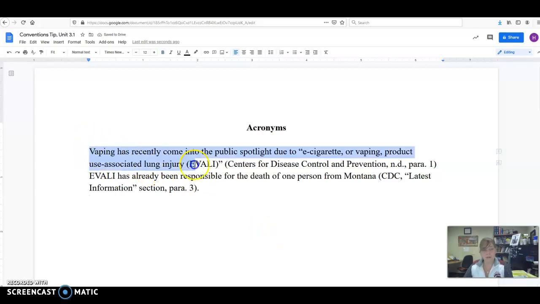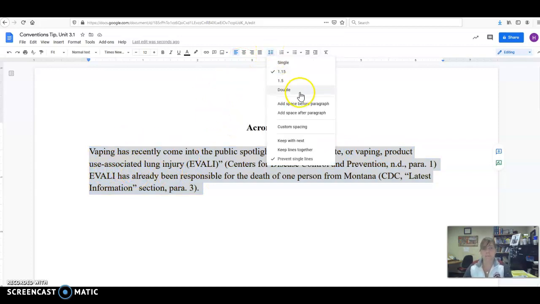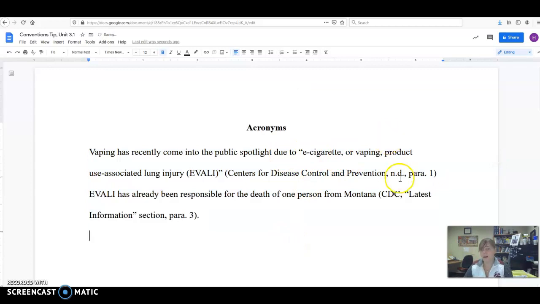So let's say we want to talk about this e-cigarette or vaping product use associated lung injury. That's a mouthful, isn't it? I don't want to type that out again and again. And the CDC has already helpfully shortened this for me to EVALI. Notice that after they have spelled out what the condition is, then they place this acronym right behind it in parentheses. This is how you would handle it in your own paper, and I'll show you an example of that here in a minute. Right now, I'm not actually interested in EVALI.